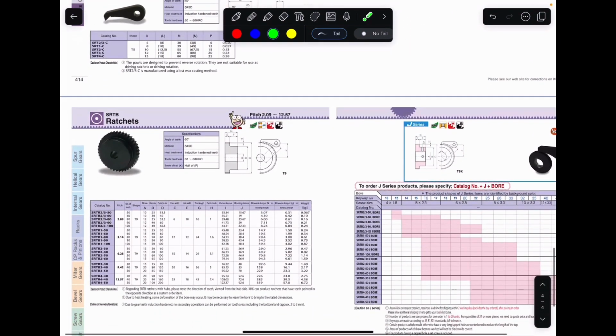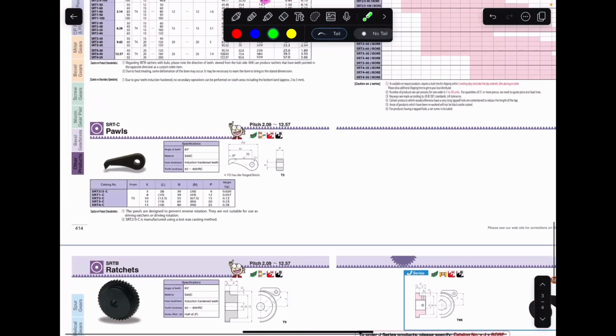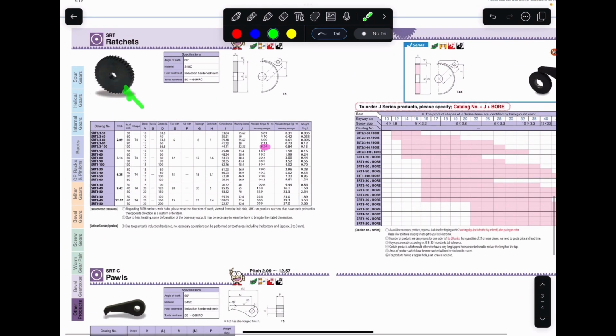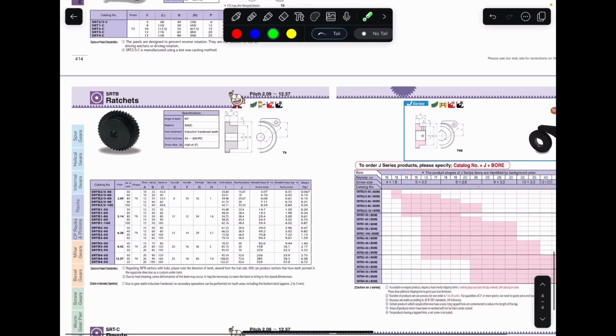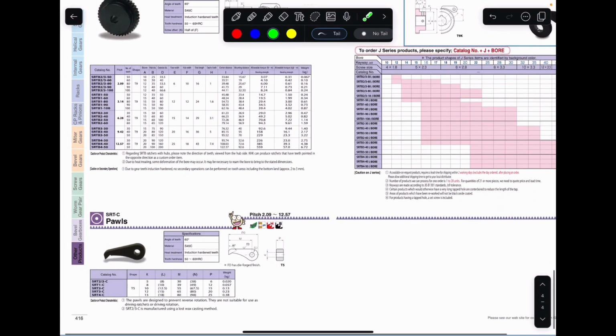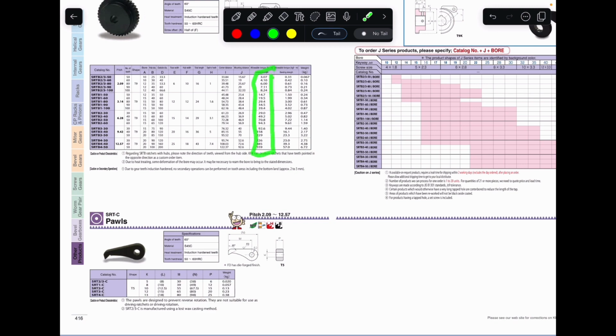Right, so we have different types. You have some types with hubs. Right, we have types without hubs, like in this case here. Right, so we have the dimensions also to help to go ahead and do the calculation that we just now saw. But again, the manufacturer usually gives those load ratings.